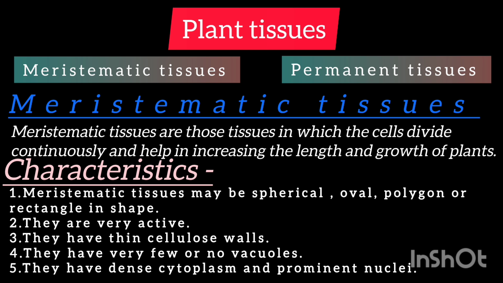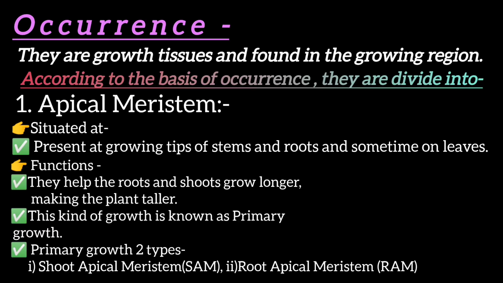Meristematic tissues are those tissues in which the cells divide continuously and help in increasing the length and growth of plants. Characteristics: the cells may be spherical, oval, polygon or rectangular in shape. They are very active. They have thin cellulose walls. They have very few or no vacuoles, and they have dense cytoplasm and a prominent nucleus. Occurrence of the meristematic tissue: these tissues are found in growing regions. On the basis of occurrence, they are divided into three types: apical meristem, lateral meristem, and intercalary meristem.